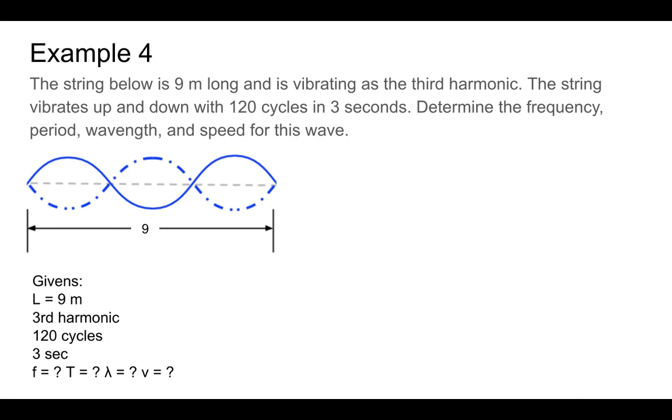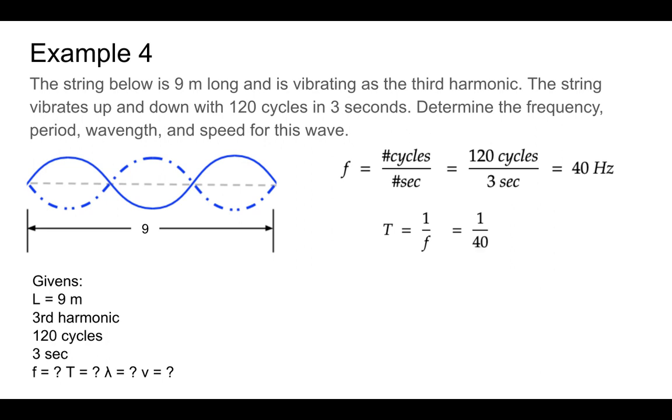Now, the first two are pretty easy, right? If we want to find frequency, we know it's the number of cycles over the number of seconds. So we get 120 cycles over 3 seconds, which is 40 hertz. We also know the relationship between frequency and period. So I know that period is 1 over frequency. So here I can just divide 1 divided by 40, which ends up being 0.025 seconds.